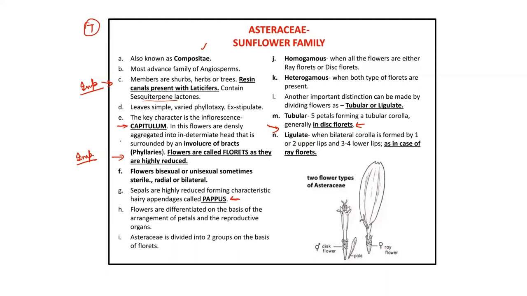The most important part I've told you about the capitulum, about this presence of resin canals and the laticifers and pappus. Okay, so these are the important parts that you should be knowing. And the older name is also very important, that it was earlier known as Compositae. So this was the seventh.